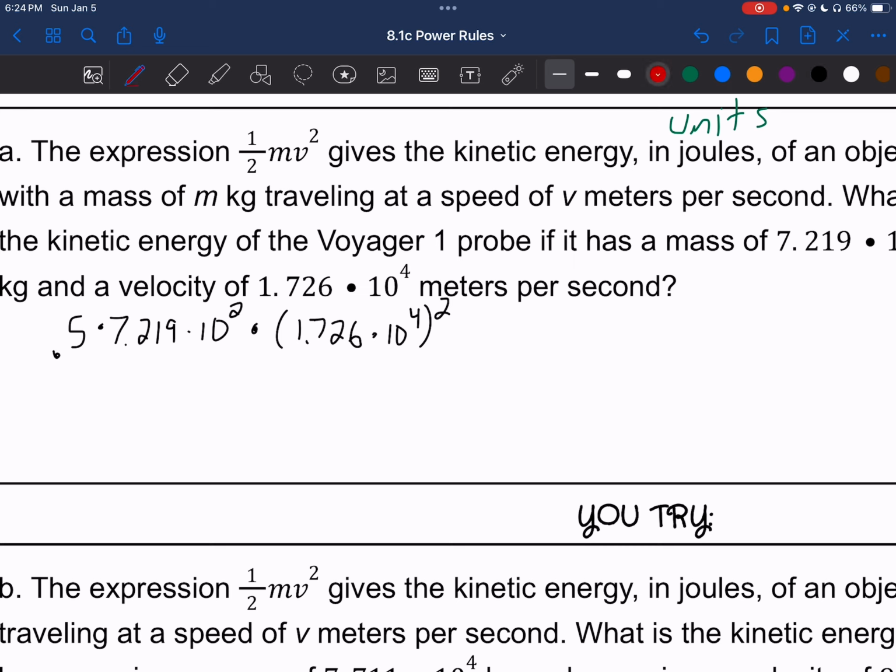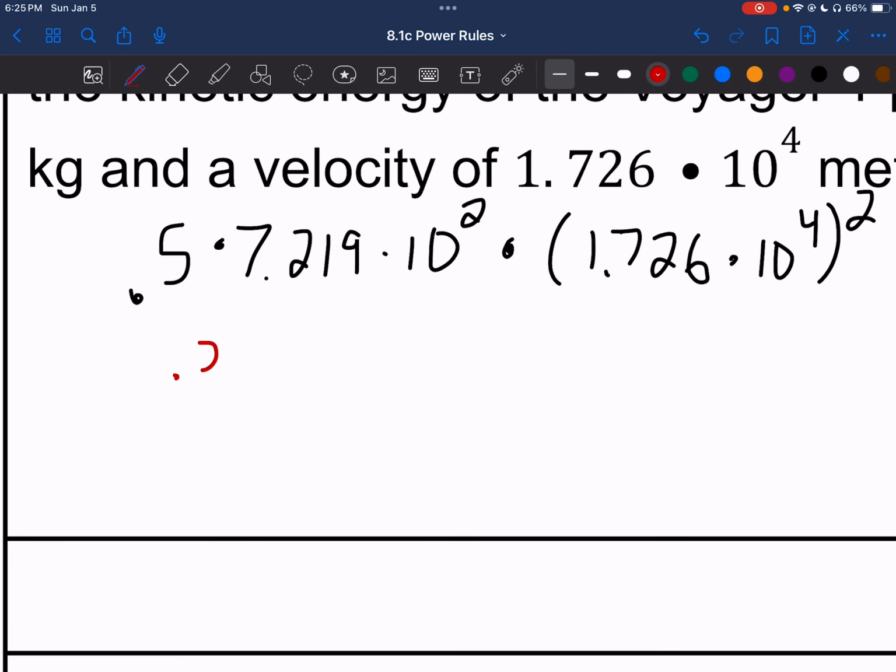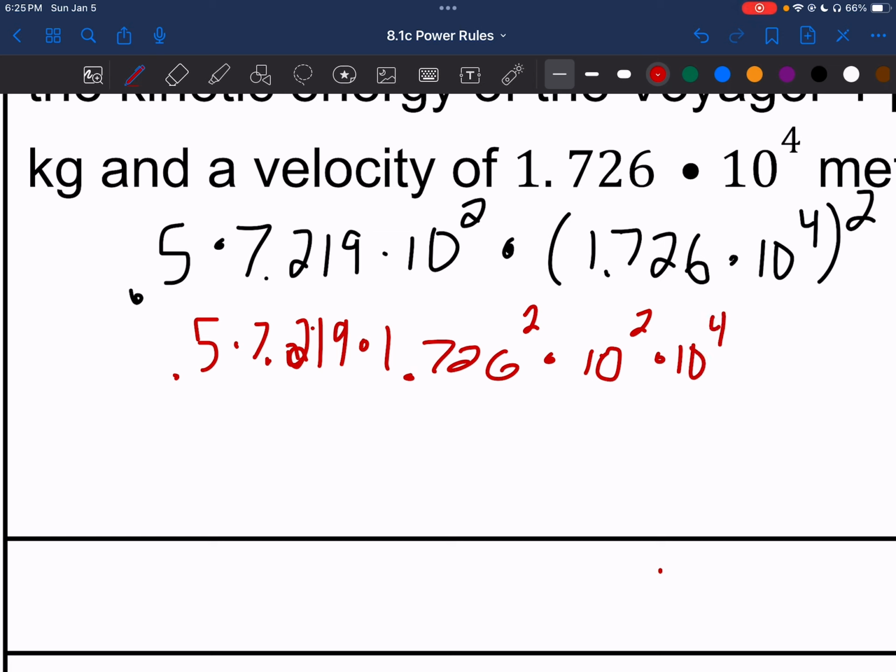Okay, and now you're going to use a calculator to do this work. If we were to rearrange this, we're going to have 0.5 times 7.219 times 1.726 squared, times 10 squared times 10 to the eighth, because that 2 gets distributed there and it gets distributed there.